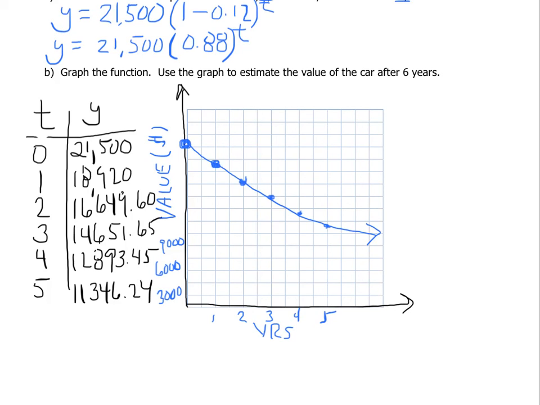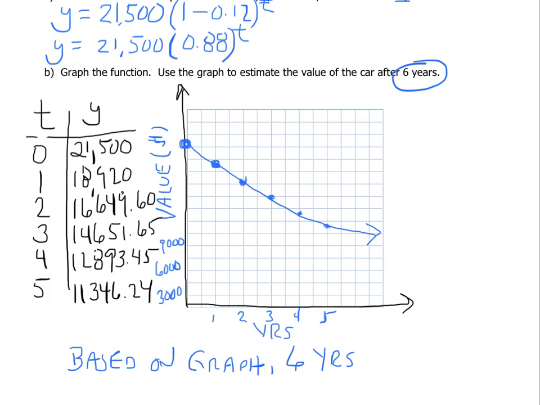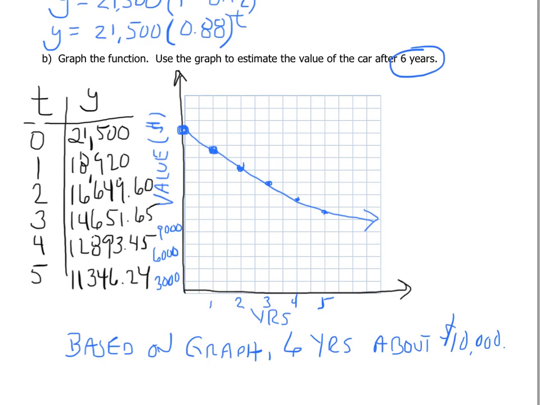So the question is basically asking us, what's the value after 6 years? Well, we certainly could have plugged it into our function, but based on the graph, because that's what they're asking us to look at it as, I would say that at 6 years, we would be looking at someplace around 10. So I'm going to say about $10,000.